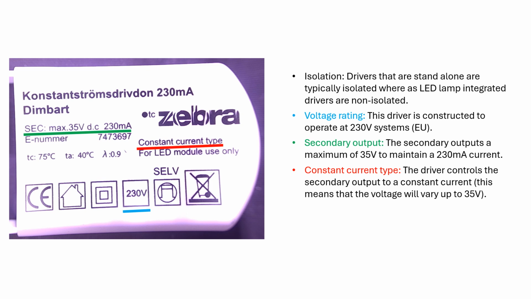LED drivers are either isolated or non-isolated. Typically, the standalone drivers are isolated, whereas the LED lamp integrated drivers are non-isolated, which saves you an isolation transformer and cost. In this case, the voltage rating is 230 volt, and this has a secondary side output of 230 milliamp at the maximum voltage of 35 volts.